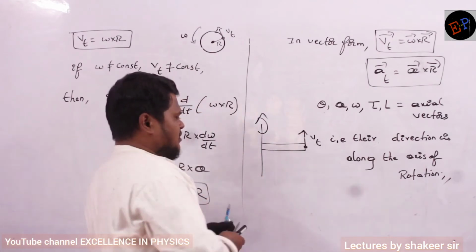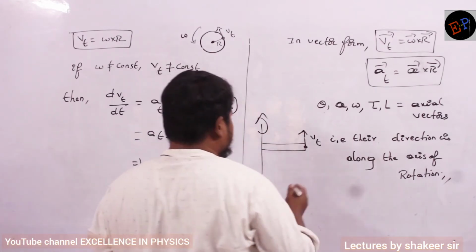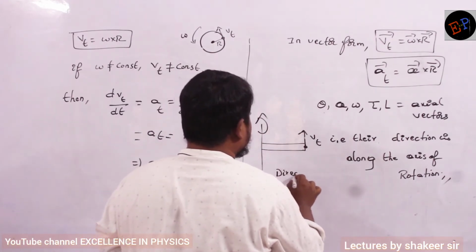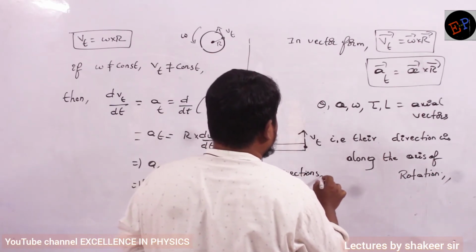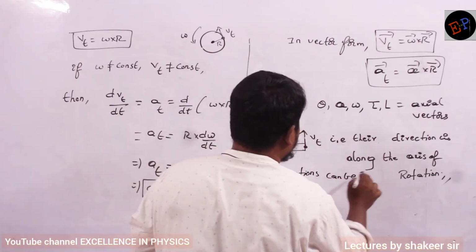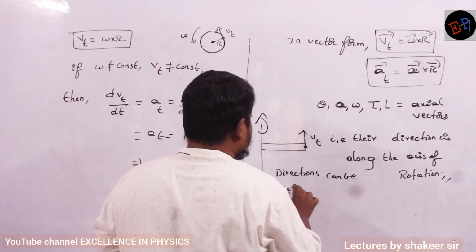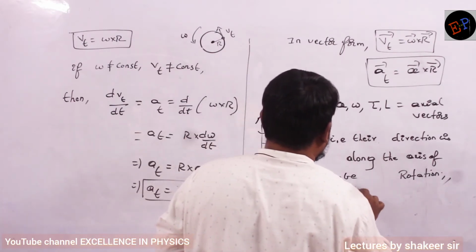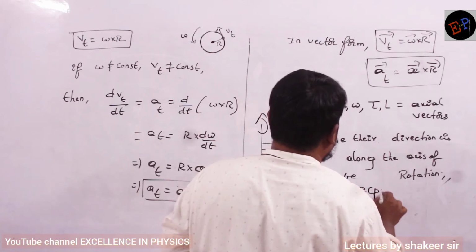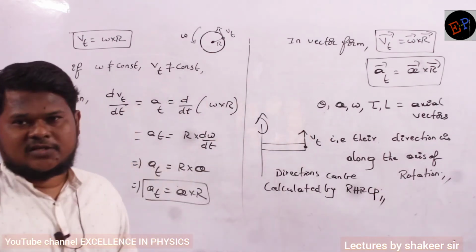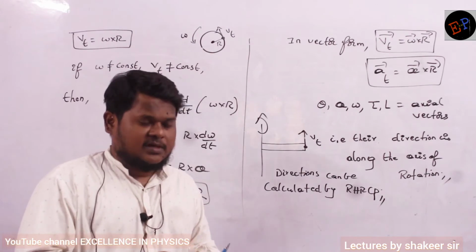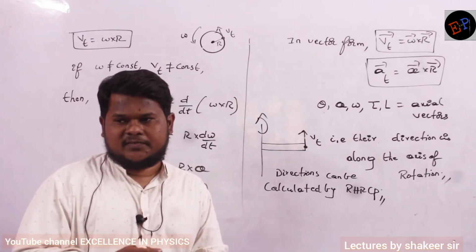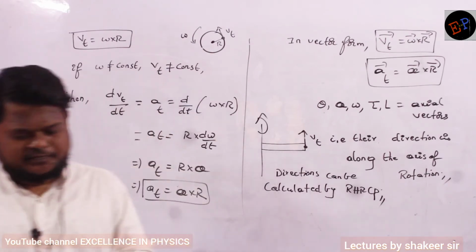So what I write: directions can be calculated. Directions can be calculated by what? Calculated by the right hand rule for cross product, RHRCP. Understood now? That's it.